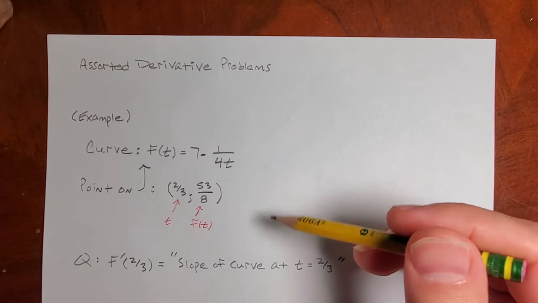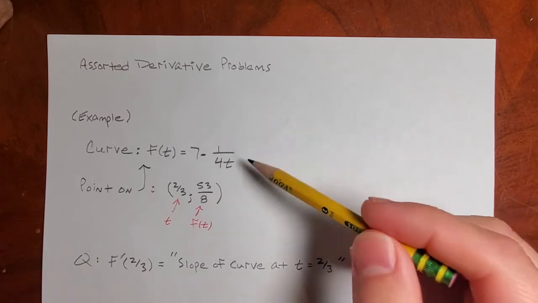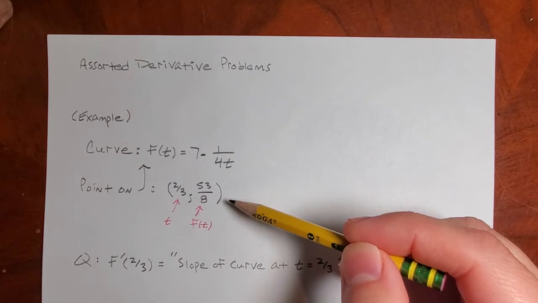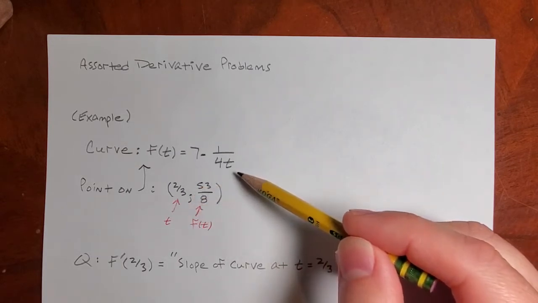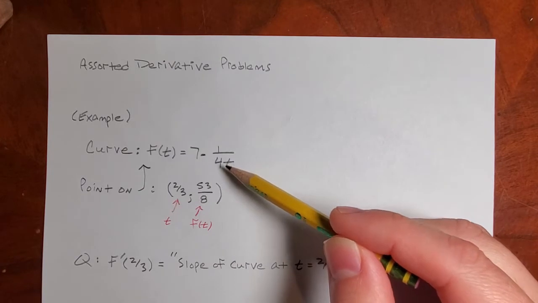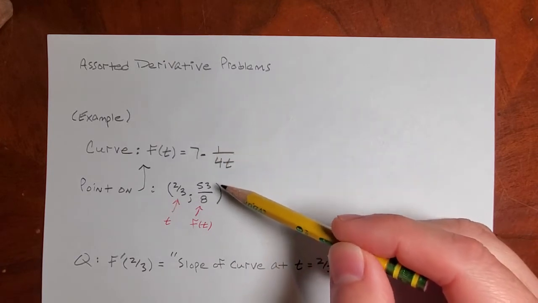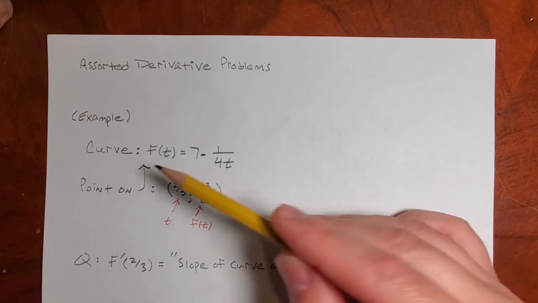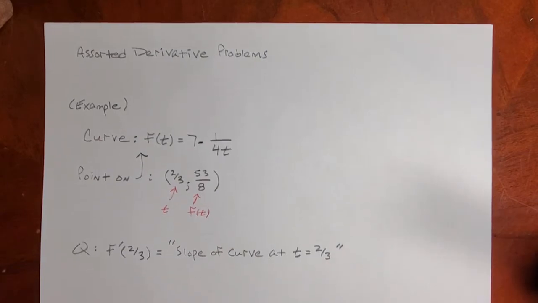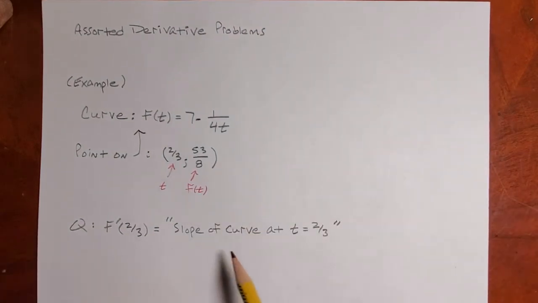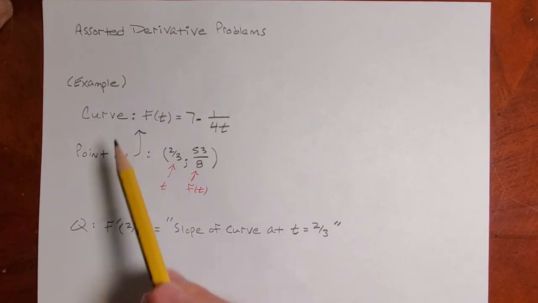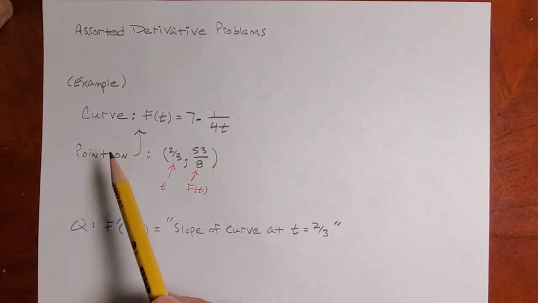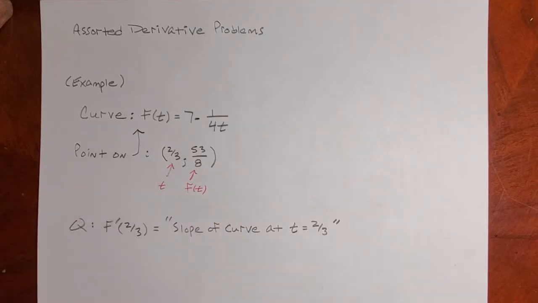Okay? So here's, let me summarize what it's asking first. So we have a curve and we have a point on the curve. The point's 2/3 for t, and if you put 2/3 for t and you multiply by 4 and you divide, you do all that, you'll get 53/8 for the second coordinate for f of t. Okay, so you got a curve and you've got a point on the curve, and then the question, fairly straightforward from there. What's f prime of 2/3? Or another way to think about that is, what's the slope of this curve at that point? How steep is it at that point? Okay, that's what we mean by slope.